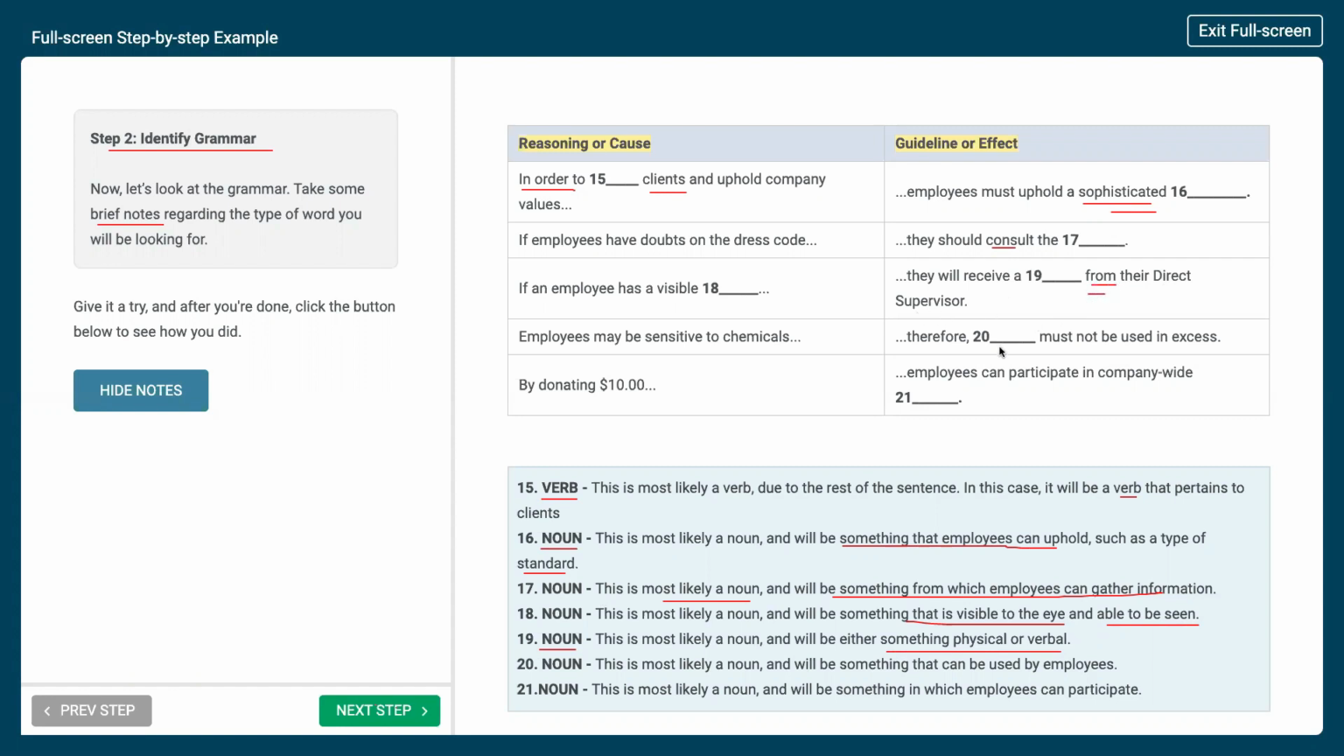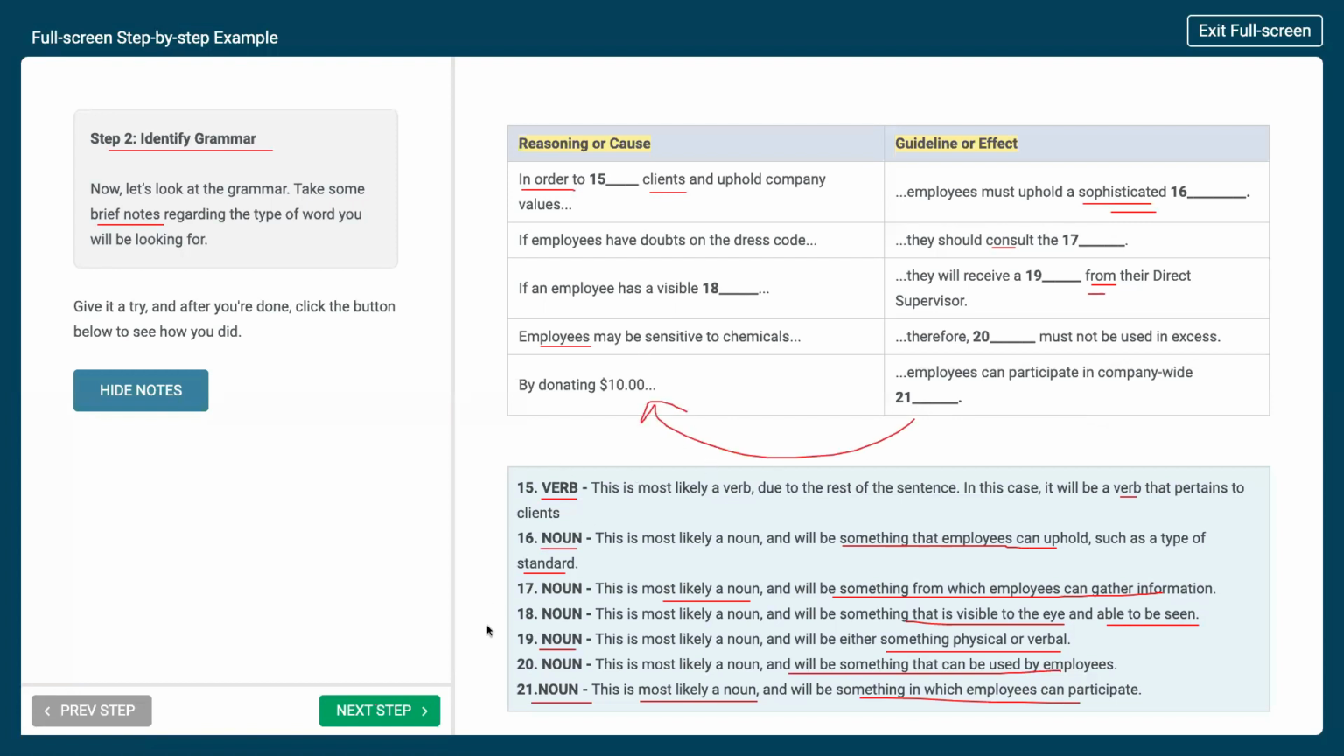Then if we look at number 20, I'm also pretty sure this would be a noun because it will be something that can be used by employees or perhaps by clients. And then number 21, I also said this could be a noun because it will be something in which employees can participate by donating $10. So this was quite quick.